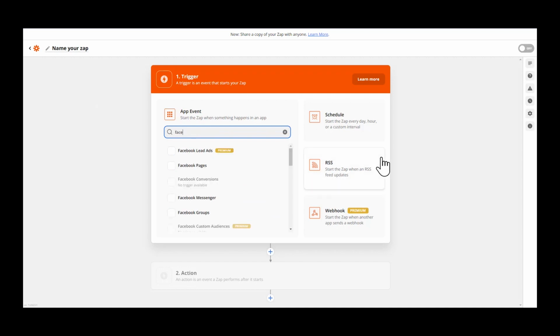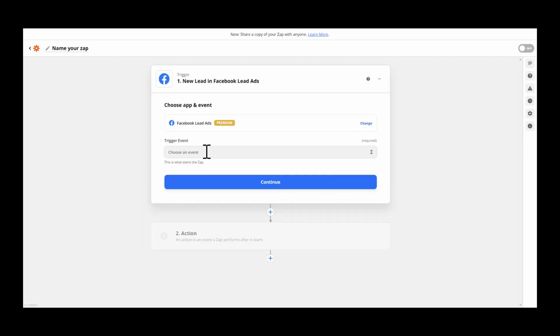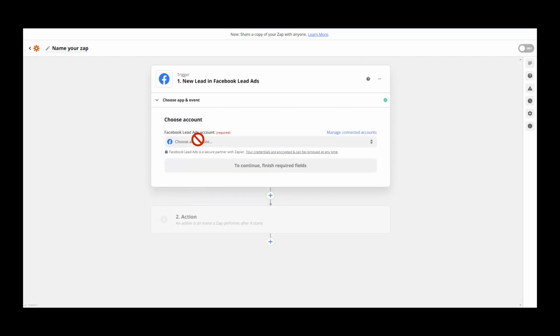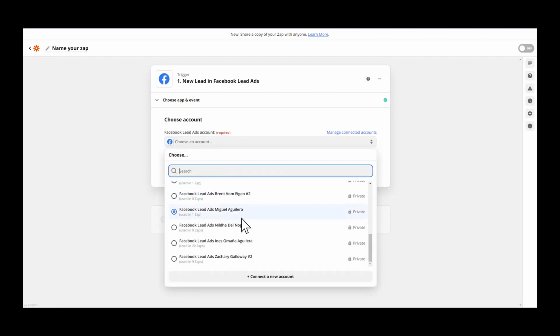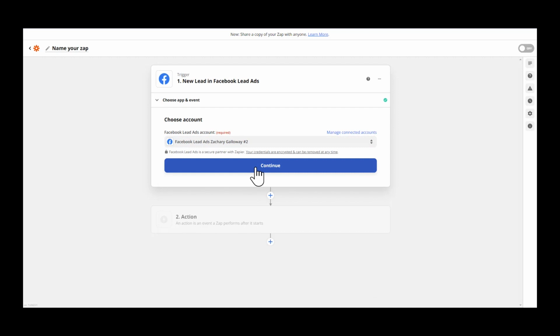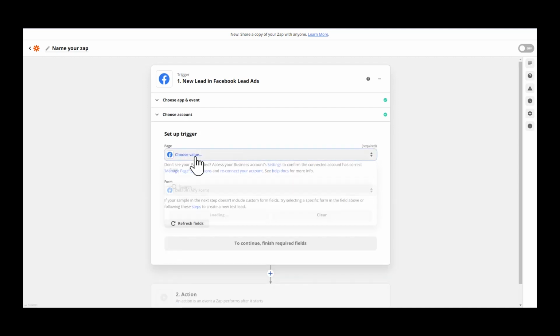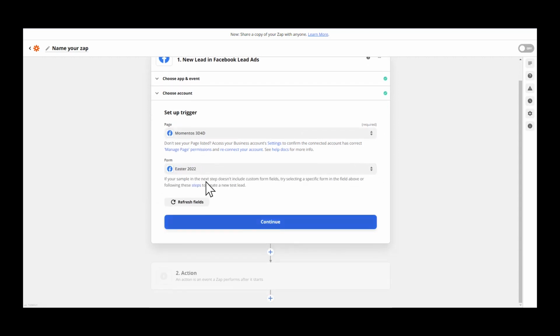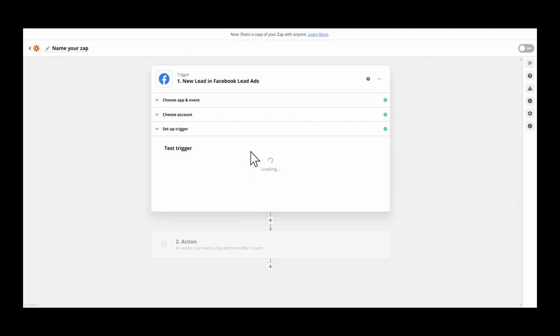First, I'm going to do if it's a Facebook lead form. So we're going to go Facebook lead ads. I'm running ads for an ultrasound clinic, but it's going to be the same exact thing. Say you hook up your Facebook account to it, and then the ad account is under Zach Galloway. He's one of my agents. The page is going to be Mementos 3D, 4D, and we're going to use their Easter 2022 lead form, and you just click continue.